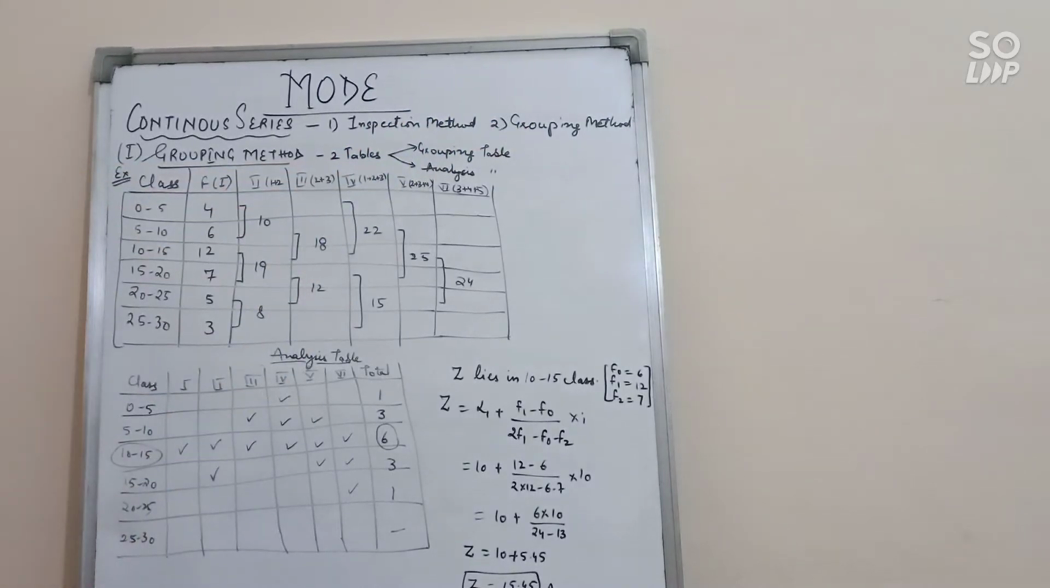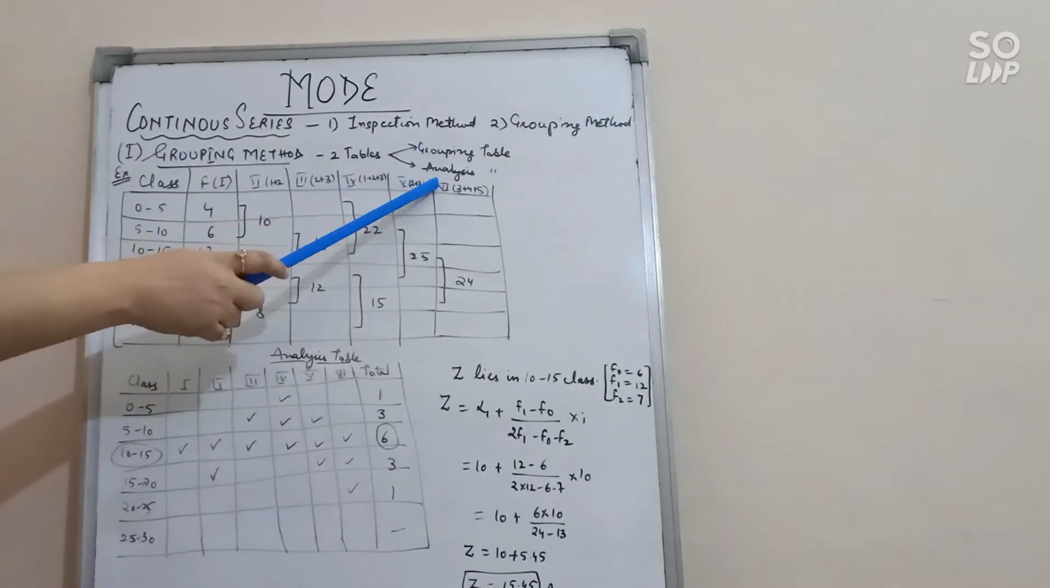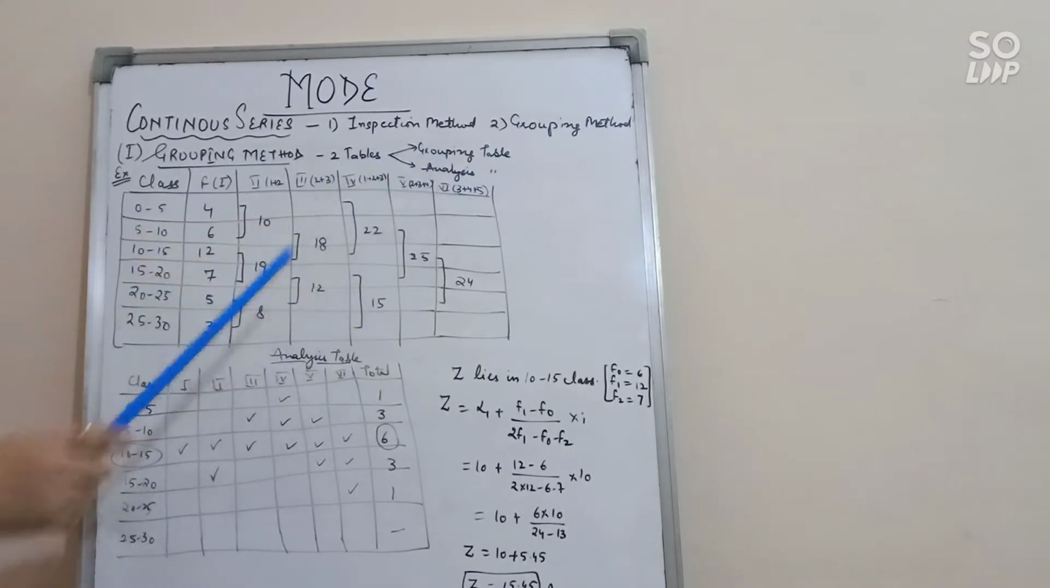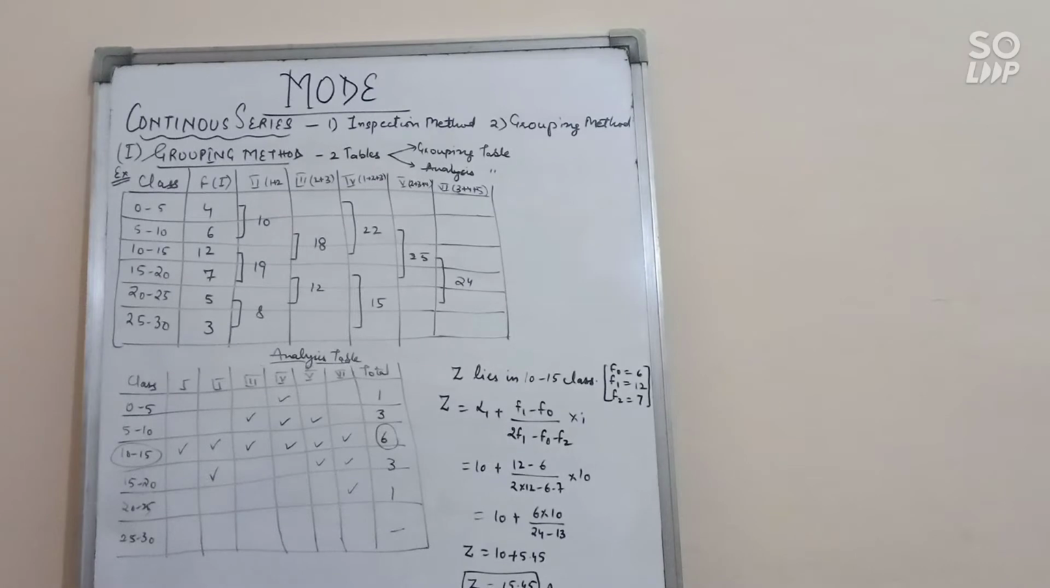So let's start with the grouping method. Grouping method we have already done in the discrete series. In the same way, under this method we have two tables in continuous series also, the grouping table and the analysis table. So we will make the grouping table in the same way as we did in the discrete series. Let's take one example. Classes and frequency are given. This is a continuous series.